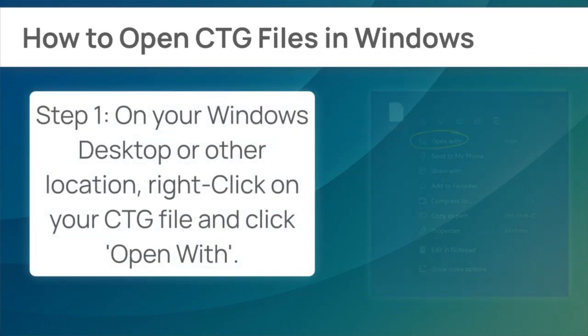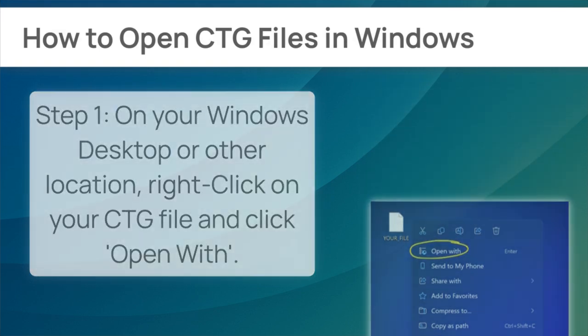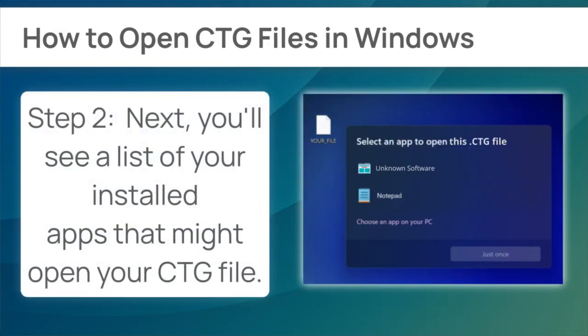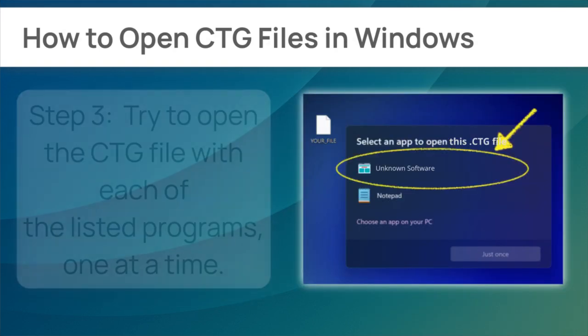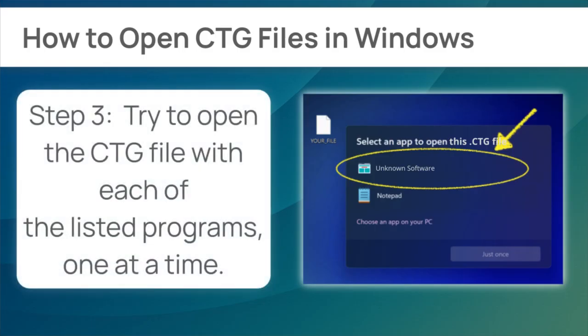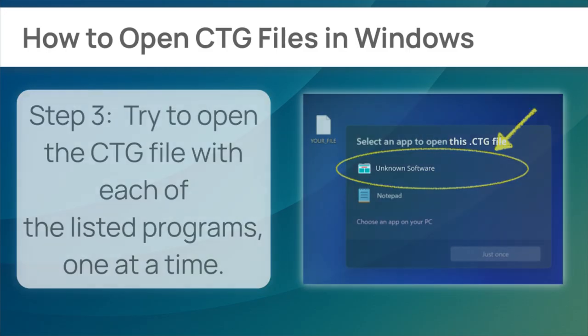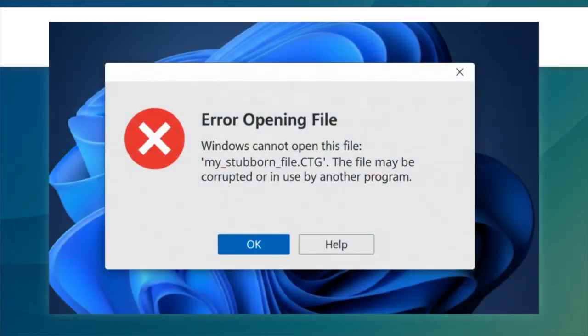To ensure success, right-click the CTG file and select Open With. Run the file through unknown software if it is installed. If it's not present, choose another application. Sometimes older programs work best. If you are still having trouble opening the CTG file, do not worry.